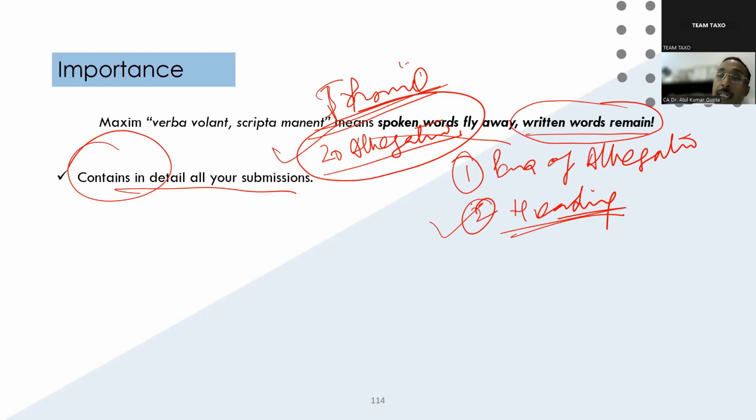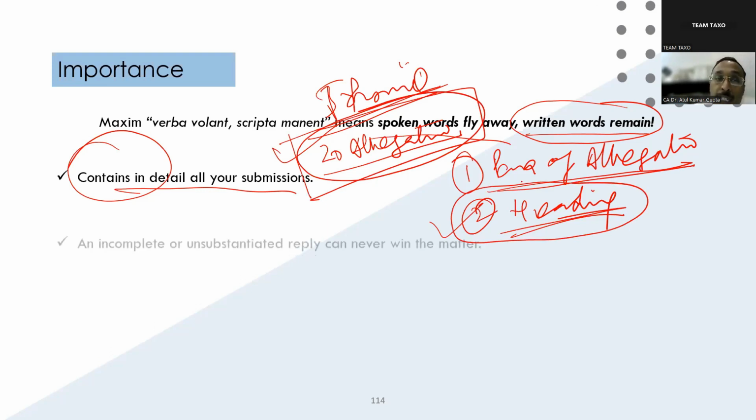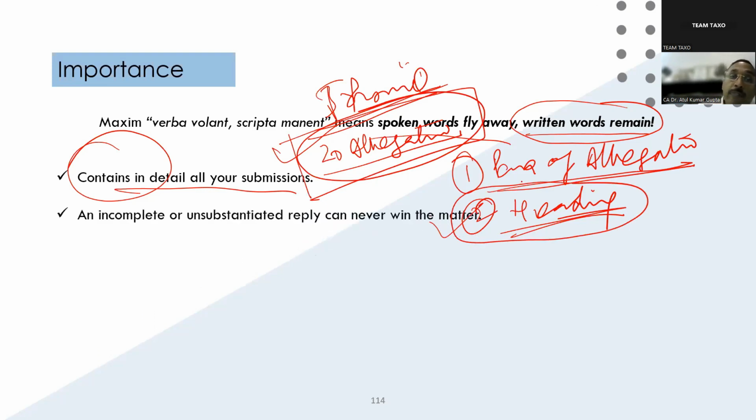So, my dear friend, not only do we have to refer to every para of the allegation and give the list of all the 20 allegations in the show cause notice, but we should also have a proper heading for every reply. And then, my dear friend, a reply should not be unsubstantiated; it should be substantiated with evidence. For example, you may want to use a particular notification or circular, refer to a particular definition, or use certain jurisprudence, meaning a judgment.